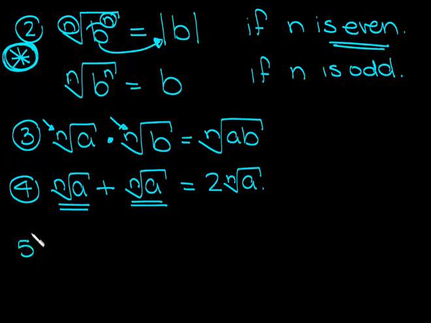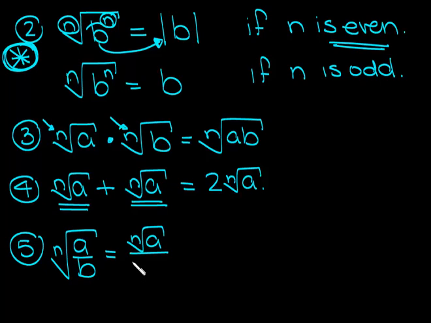The next property of radicals is this: if you have the nth root of a over b, when you're taking the nth root of a quotient, you can take the nth root of the top and you can take the nth root of the bottom. That's another property of radicals. Those are your main properties of radicals. There's lots of other properties of radicals out there, but if you understand these 5, you should be good. So let's take a look at how to use these properties.